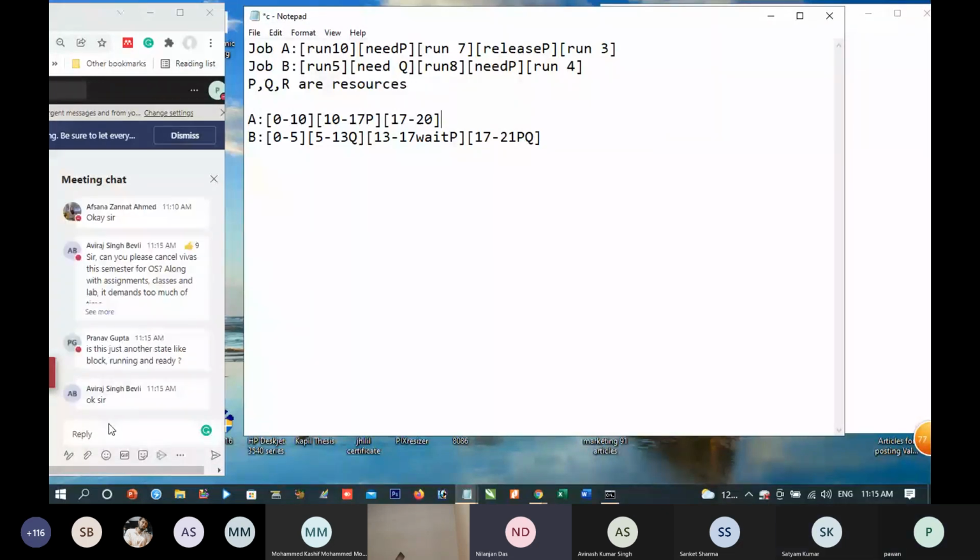Yes. And wait, P is just like another state. And we have already seen the block, ready, run states. It is just like another state. Though in the books, it is not under the name of states. Is it correct? Yes. Fine. Any doubt about it? Any doubt about it? Tell me. Any doubt?